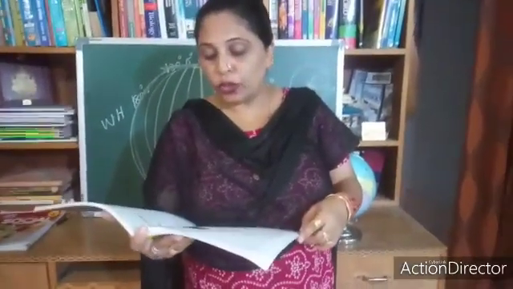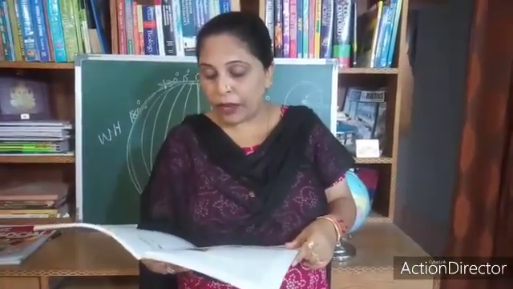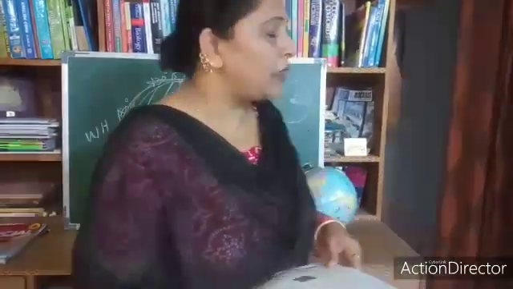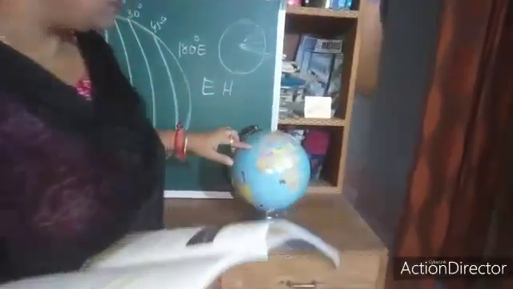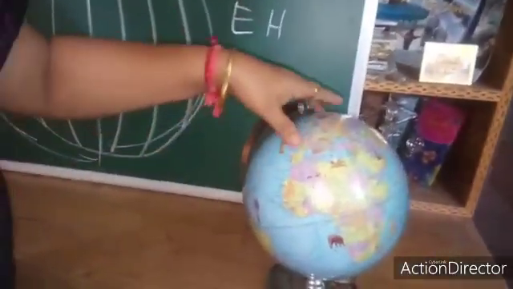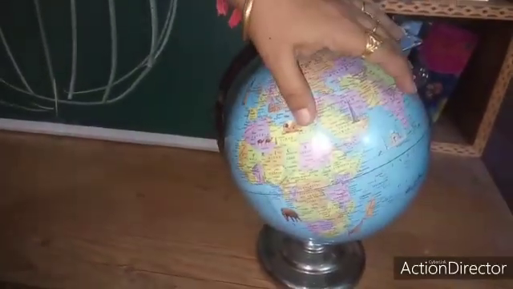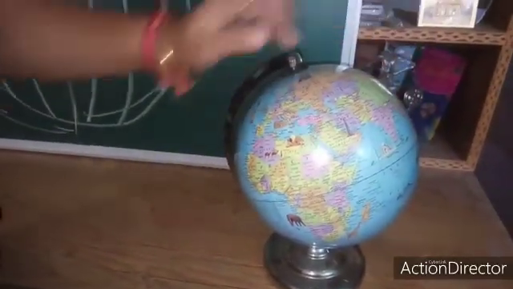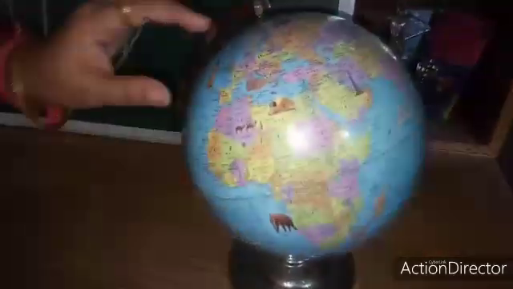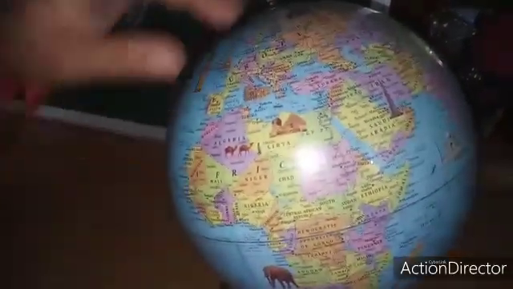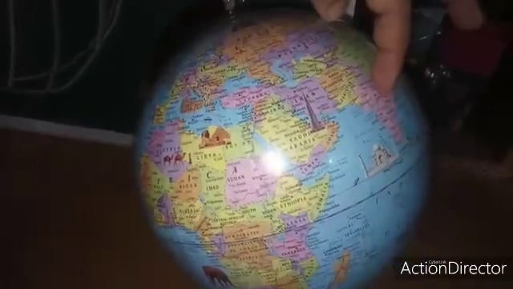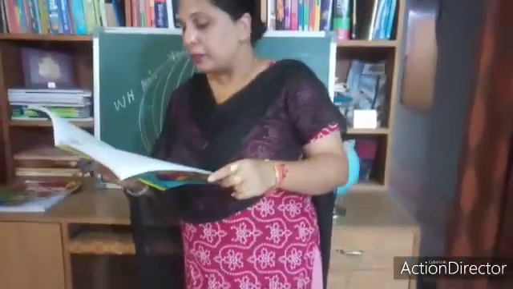Indian Standard Time, IST, is the time followed throughout India. We are 5 hours 30 minutes ahead of the time in Greenwich. This is Greenwich here, this is England, and we are India here. We are 5 hours 30 minutes ahead. Suppose here it is noon, 12 o'clock, then here in India it is evening, 5:30 p.m.